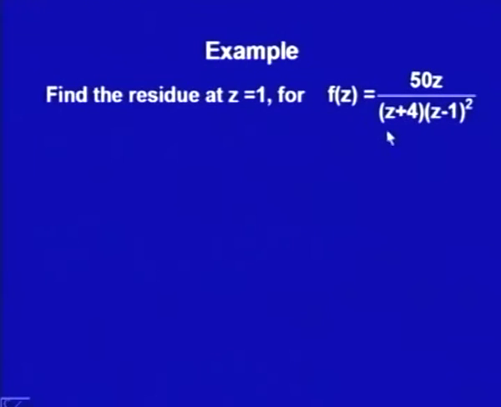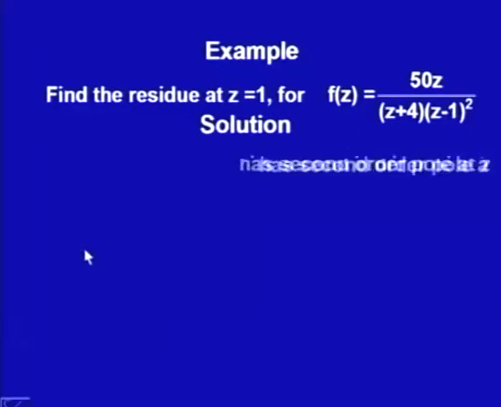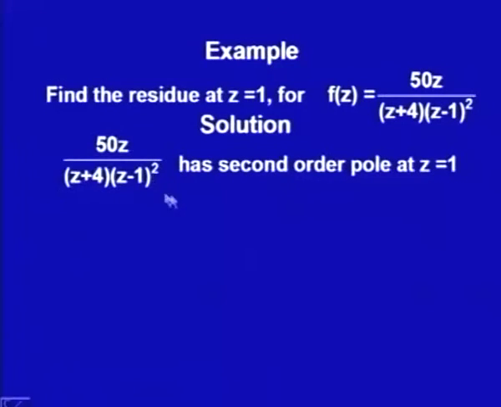So, let us see the example. Find the residue at z equal to 1 for the function 50z upon (z plus 4) into (z minus 1) whole square. Let us see this function: 50z upon (z plus 4) into (z minus 1) whole square.